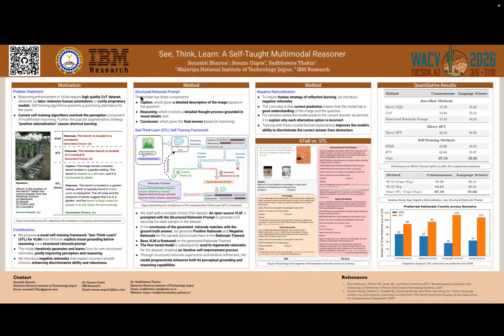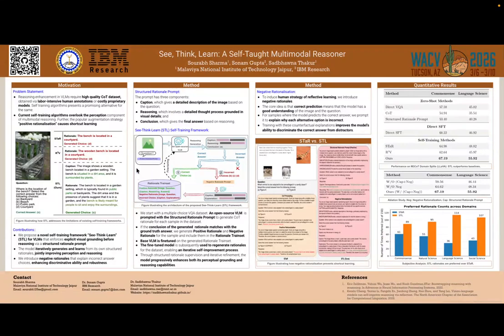So as I have told you, our STL framework uses a structured rationale prompt which encourages the model to output its response in a structured format having three components: caption, giving a detailed description of the image, followed by reasoning, giving a detailed thought process to answer the question, and grounded in visual details highlighted by the caption, and lastly, conclusion, which gives the final answer based on the reasoning. Now, from the figure, you can see the overall flow and architecture of our self-training framework.